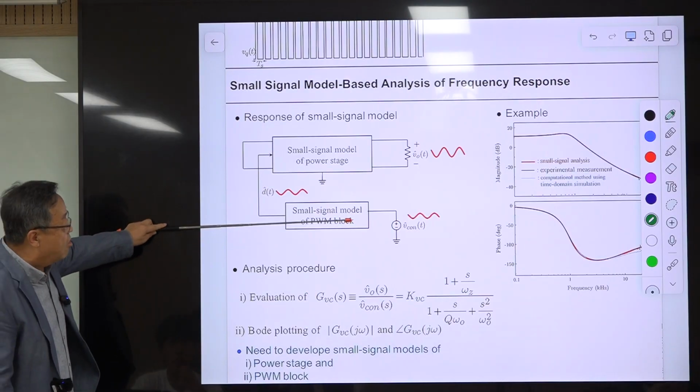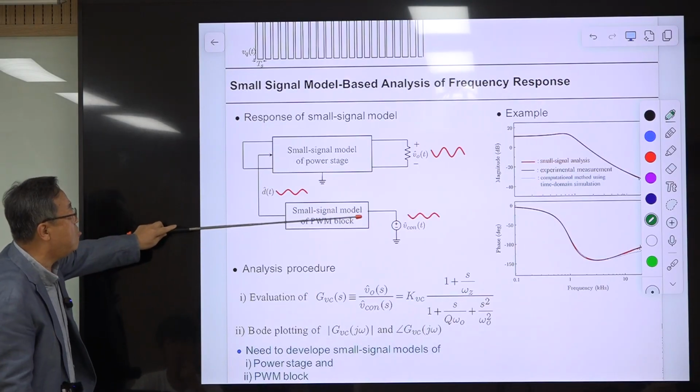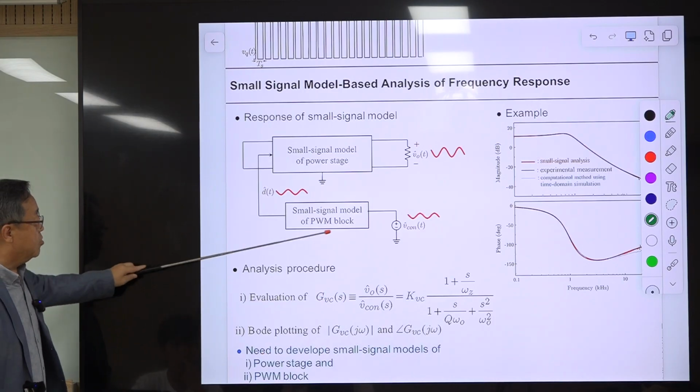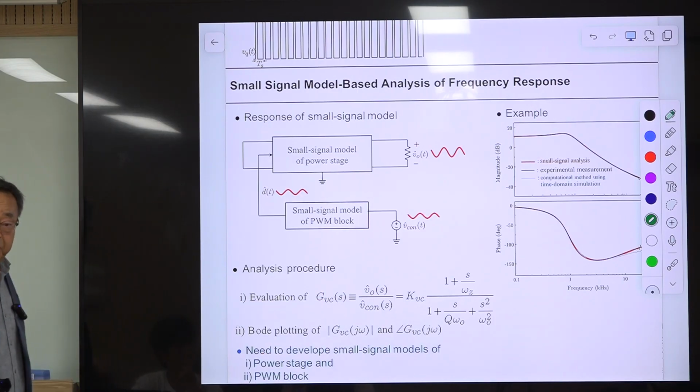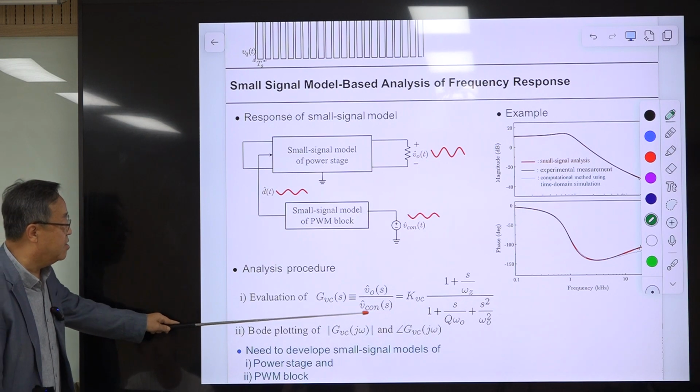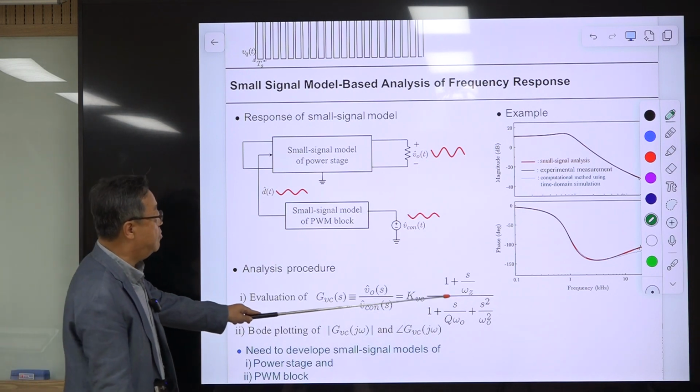Very easy to understand and analyze. And this is the constant, so this is the regular. Then you can easily evaluate the transfer function from here to there using an extremely simple circuit analysis technique. That is the transfer function Gvc(s), and probably this one.